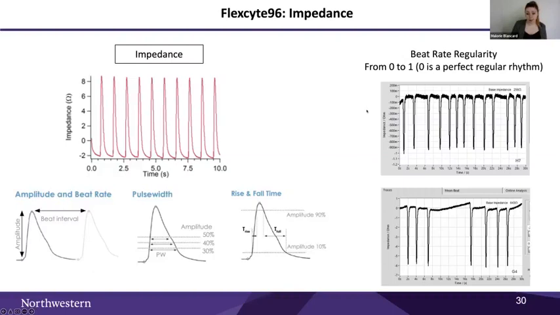Another parameter that is really cool for us is the beat rate regularity. It ranges from 0 to 1. 1 would mean a perfectly regular rhythm. This is an actual screenshot from my experiment. You can see that here the rhythm is pretty regular, which is not the case here. So this one will definitely have a value closer to 1 than 0. So for us, to detect arrhythmia, it's really useful.